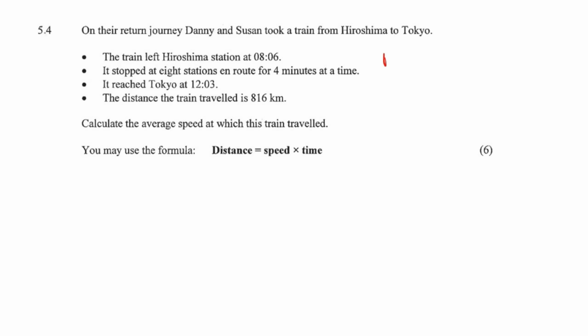Okay, so it says you can use this formula. So if you take that formula, distance, I'm just going to say D is equal to S multiplied by T. If you want to get S by itself, then that's going to become D divided by T. Okay? So that's the formula we're going to use. Distance divided by time. So we know the distance, it's 816. So we need to work out the time. But remember, the time you need to work out is the time that the train is actually traveling, not the time that the train has also stopped at the station.